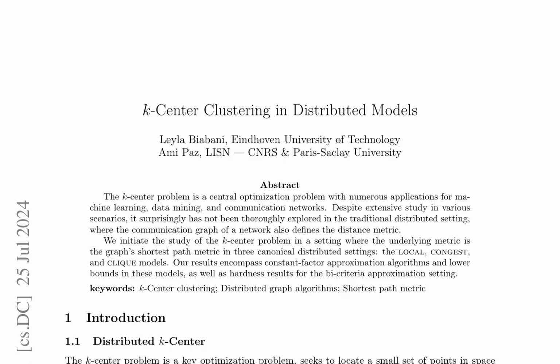The paper explores the K-center problem in a distributed setting, where the underlying metric is the graph's shortest path metric in 3 canonical distributed models: LOCAL, CONGEST, and CLIQUE. The K-center problem seeks to locate a small set of points in space that minimize the maximal distance from them to any other point. The authors present upper and lower bounds for the K-center problem in different distributed models, with the metric being the shortest path metric and the graphs being unweighted unless otherwise specified.